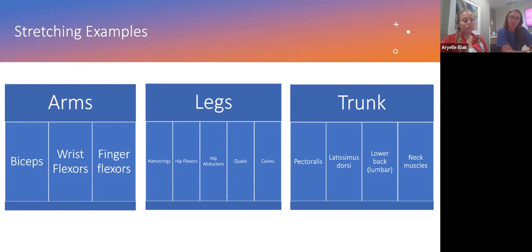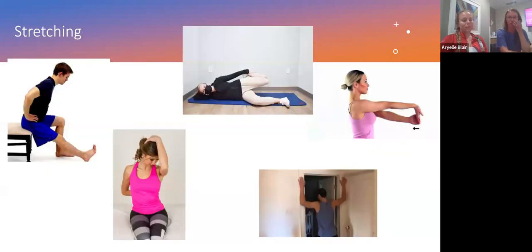they typically get tight. So things like the biceps, the wrist flexors, the finger flexors, and your fingers start to get tight. The hamstrings, so the back of the thigh, the front of the thigh, the outside of the thigh. Your calves are big ones. I know lots of you have done calf stretches before, pec stretches, your neck muscles, and your lower back. And so the next page just highlights a few of these.